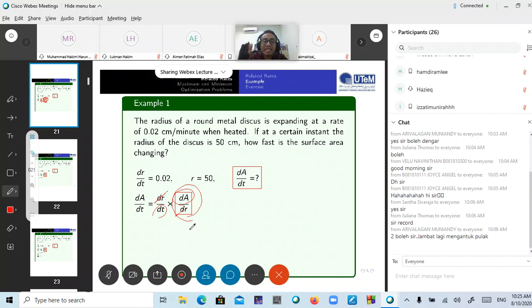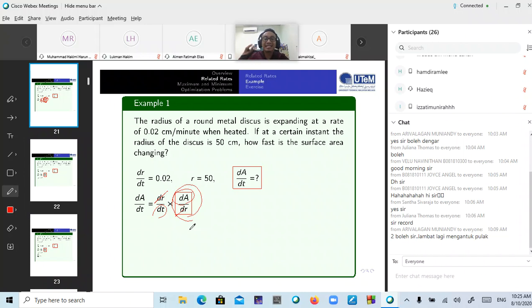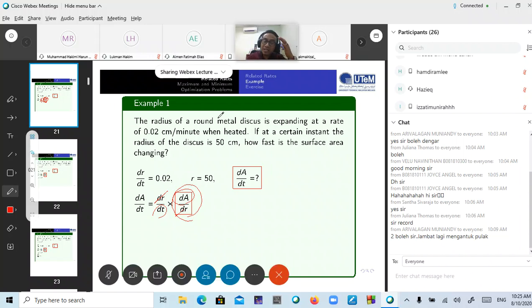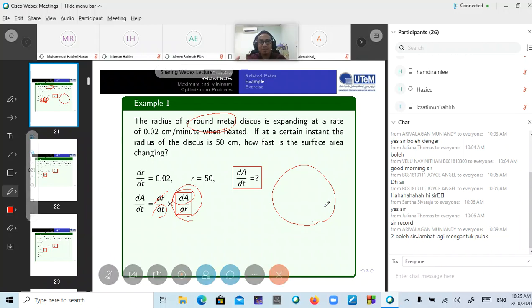So what is dA over dr? dA over dr is the area with respect to radius. Area of what? You have to think. What is the area formula? Area of a round metal disc. What is a round metal disc? It is a circle. So you have to think, what is the formula for a circle?